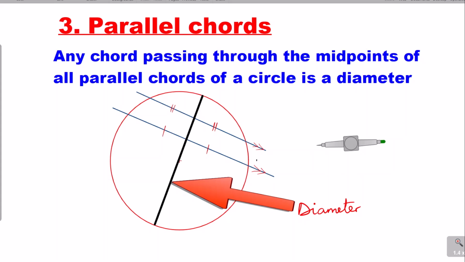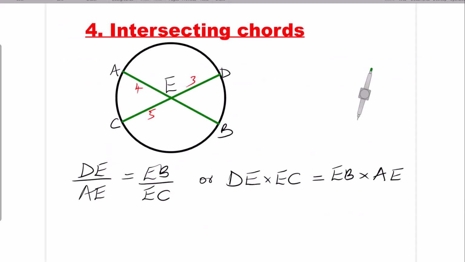Number 3, parallel chords. Any chord passing through the midpoint of all parallel chords of a circle is a diameter. Look at these chords. These chords are parallel to one another. If you have any chord that is passing through the midpoints of those parallel chords, this chord will divide these two parallel chords into two equal parts. They are equal. So this chord here that passes through the midpoints of these two parallel chords is a diameter of the circle.